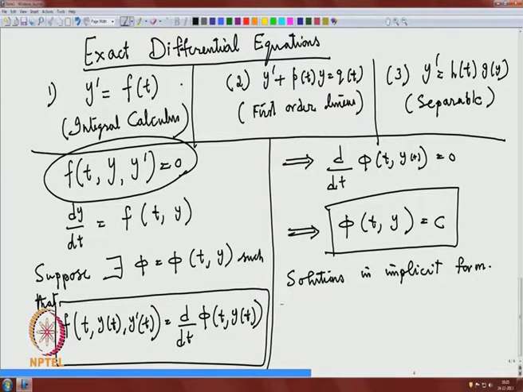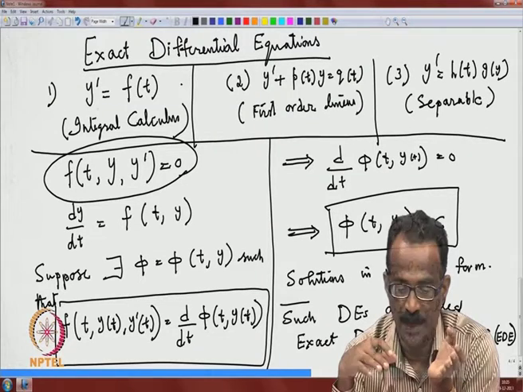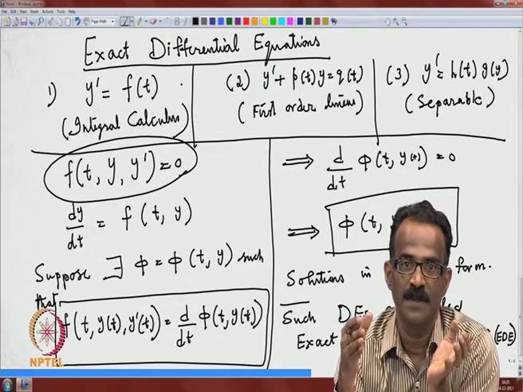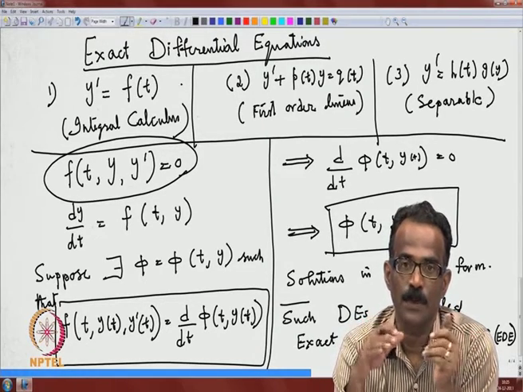Such differential equations are called exact differential equations. So, we want conditions under which we can verify whether a given differential equation is exact or not.